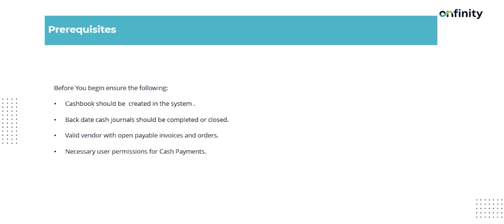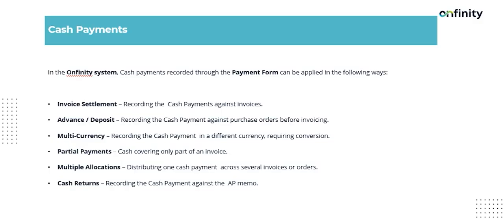Open invoices/orders. Cash payments can only be recorded against existing invoices or purchase orders. User permissions. Users must have access rights to the payment form to process cash payments. Once these are in place, you can proceed without interruptions.